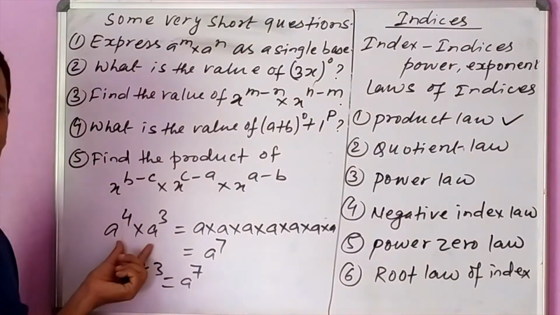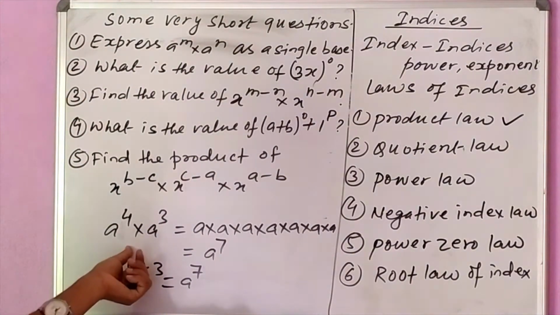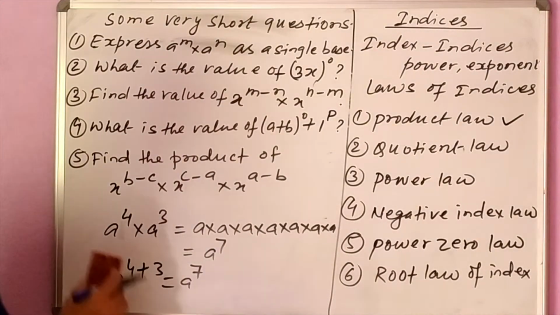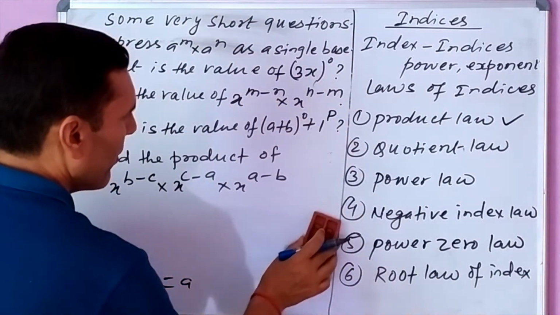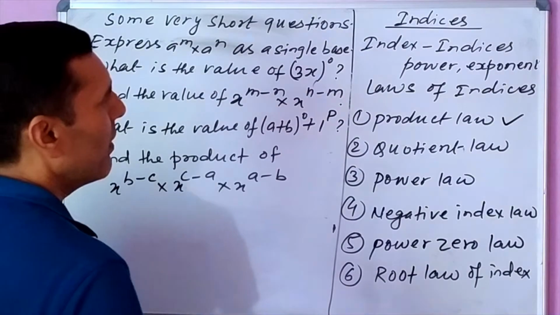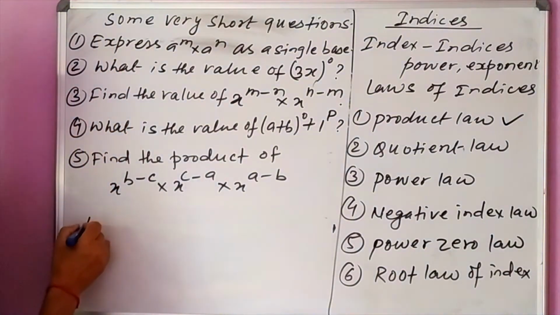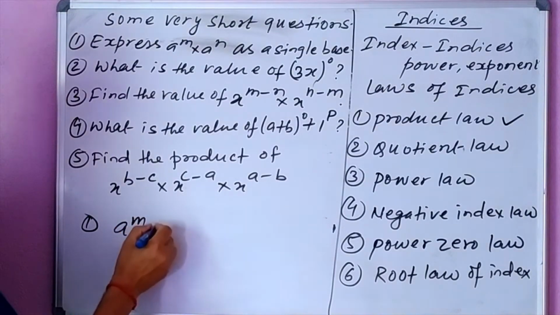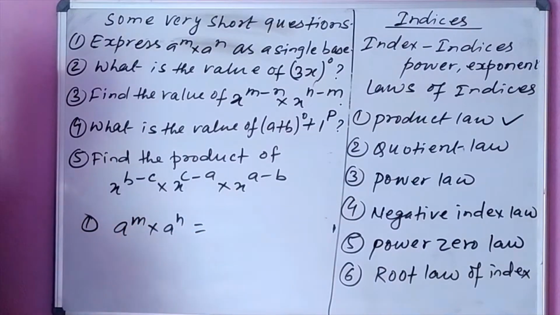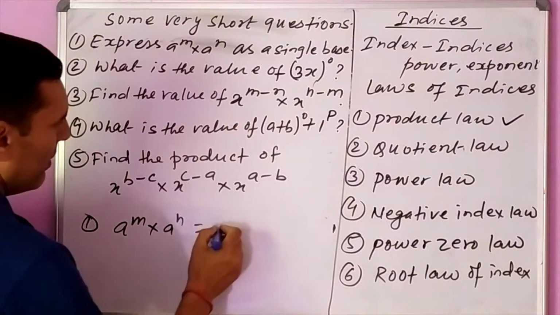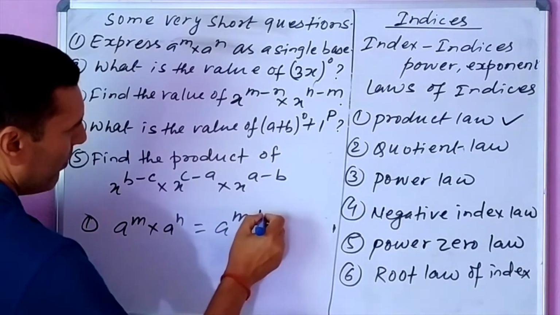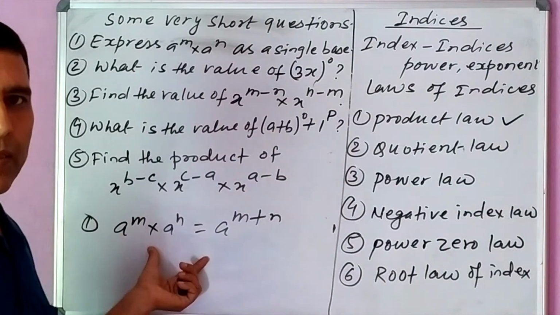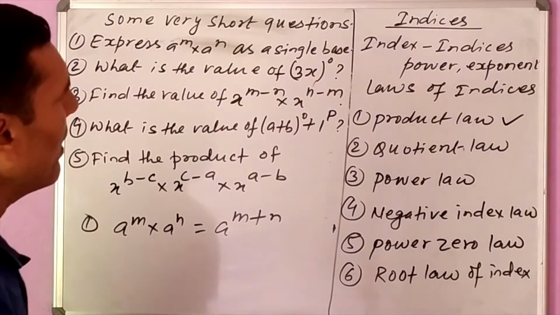If we have the same base and it is in the multiplication form, the powers are added in this way. This is known as the product law of indices. In general form we write a to the power m into a to the power n. If we are multiplying, this becomes a to the power m plus n. We use this law of indices in the product form.